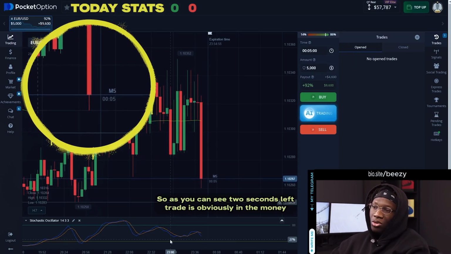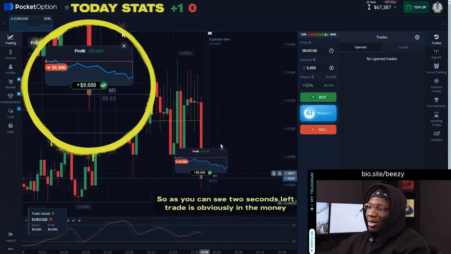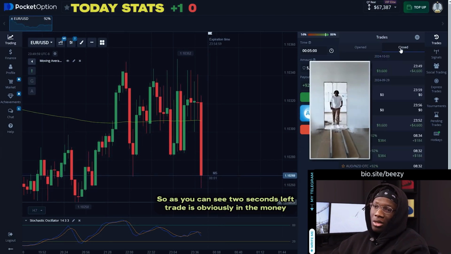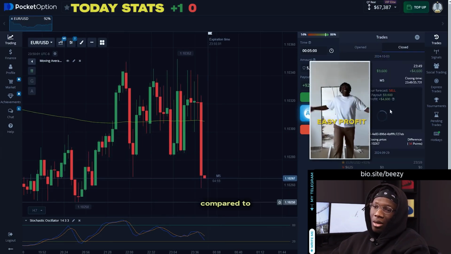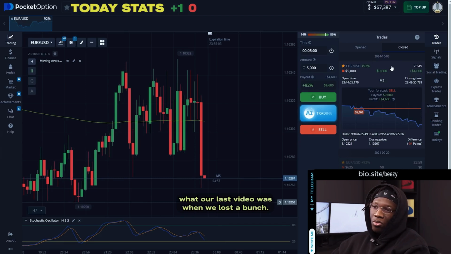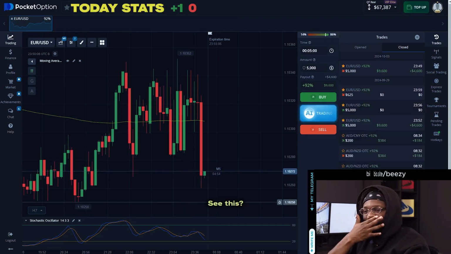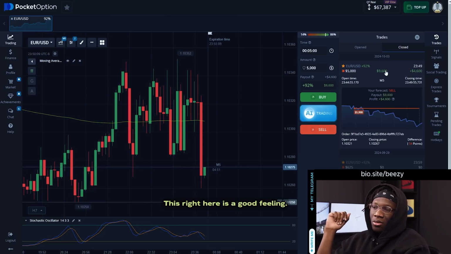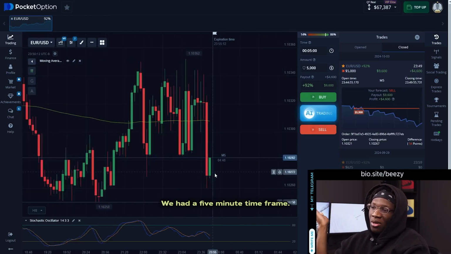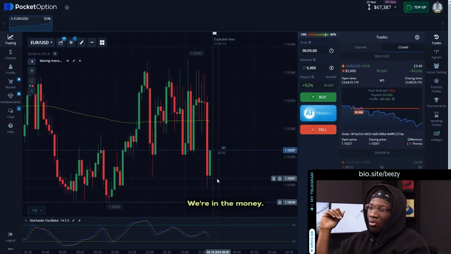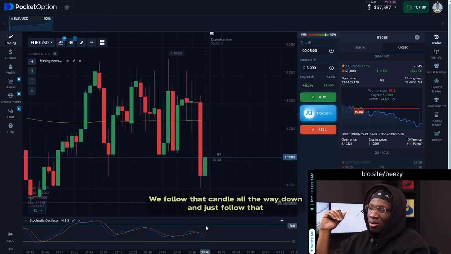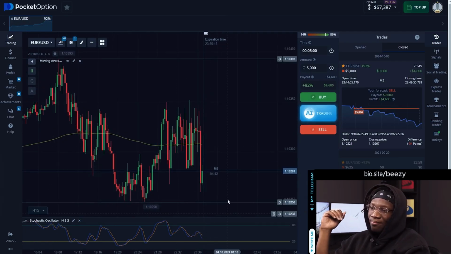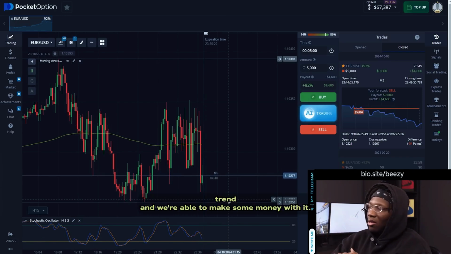So as you can see, 2 seconds left. Trade is obviously in the money. Compared to what our last video was when we lost a bunch, this right here is a good feeling. We had a 5-minute time frame where we were in the money, we followed that candle all the way down and just followed that trend, and we're able to make some money with it.